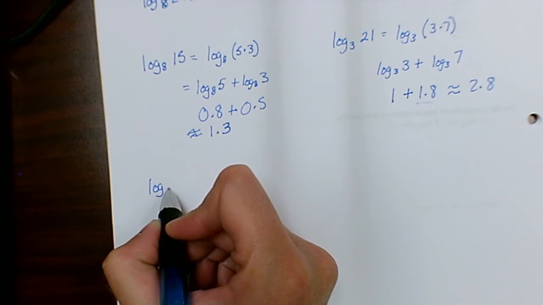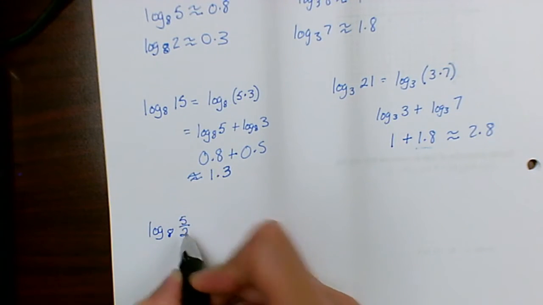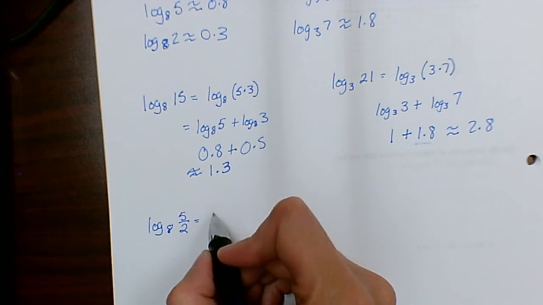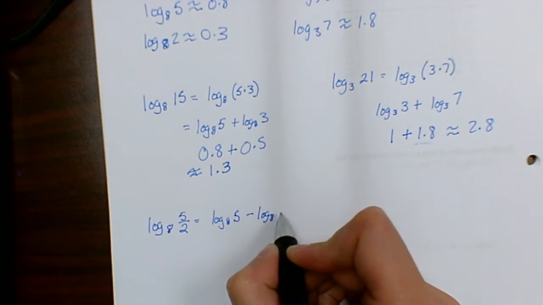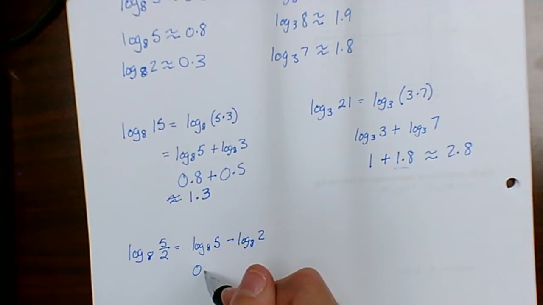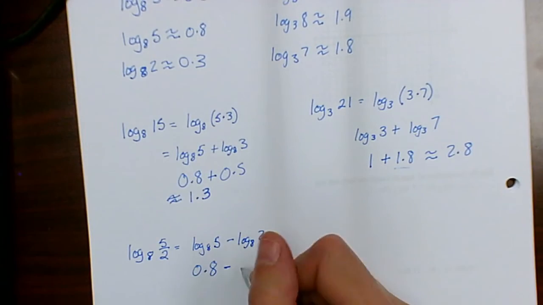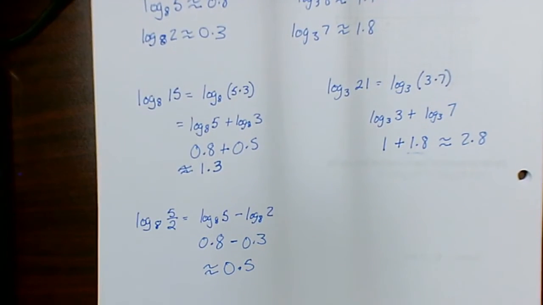Log base 8 of 5 over 2. So this is log base 8 of 5 minus log base 8 of 2. So 5 would be 0.8 minus 0.3, and we get approximately a half.